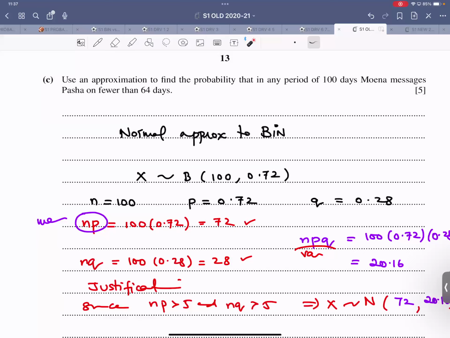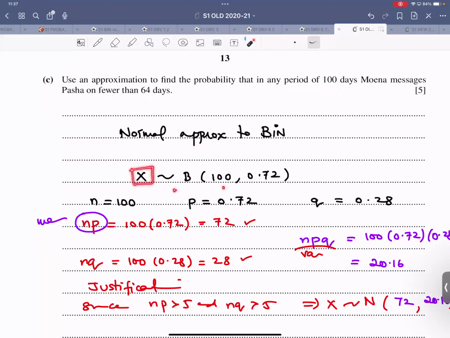The next one is normal approximation. Let's just go over it. Use an approximation to find the probability that in any period of 100 days, Moina messages Pasha on fewer than 64 days. Of course, we have studied normal approximation to binomial. We have not studied normal approximation to geometric, so it does not exist. It cannot exist, because if there is no n, how can you convert to np, npq? So at least to our knowledge, it does not exist. So just ignore that.